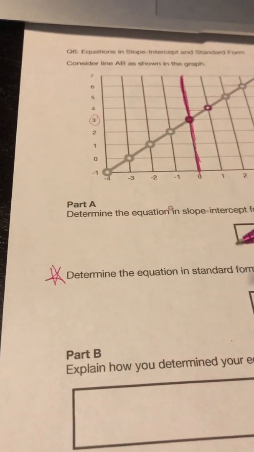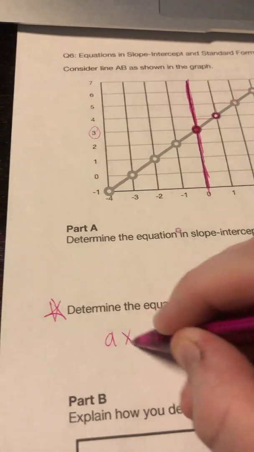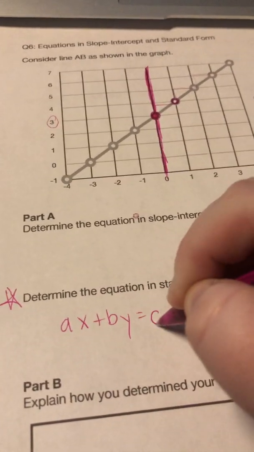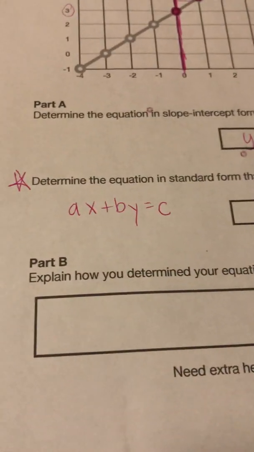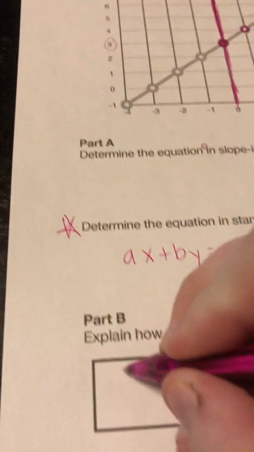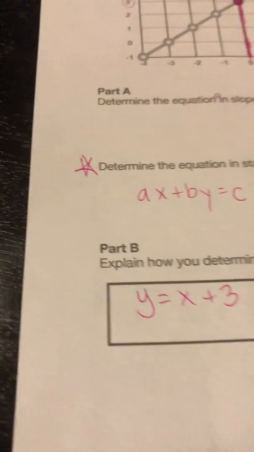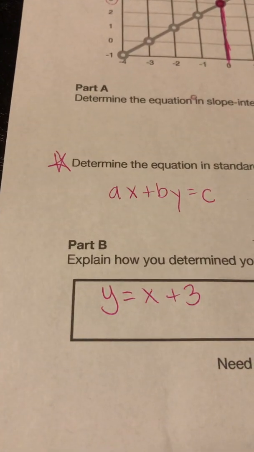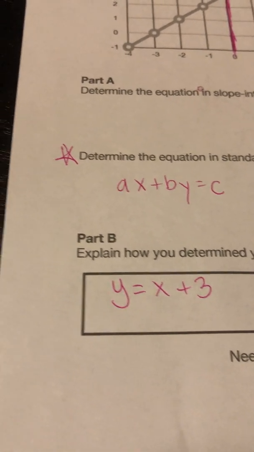That's fine. The second part of this, the kind of extra, is determine the equation in standard form that defines line AB. And standard form is in the form ax plus by equals c. And that's the one that we actually don't like. We don't use it very often. Now, in part B, it's going to ask to explain how I did it, to show my work. So what I'm going to do is I'm just going to start here with the slope-intercept form that I already had. And basically what it wants me to do is get my x and y on the same side of my equation. So that's all I need to do here.